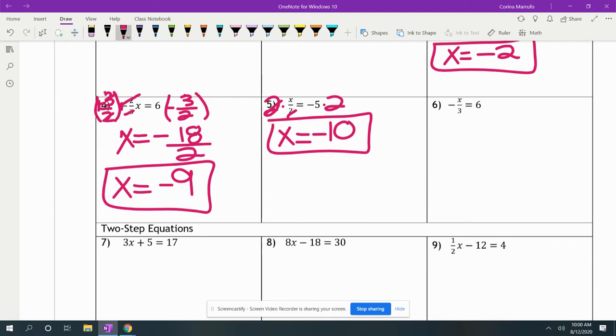All right, the next one, negative x over 3. So in order for us to solve for x, we're going to have to multiply by 3. Okay, but not just 3, we also need to get rid of that negative. So we're going to multiply both sides by negative 3. Okay, so here the 2 negatives would make a positive. 3 divided by 3 cancels out, and we're just left with x equals 6 times negative 3 is negative 18.